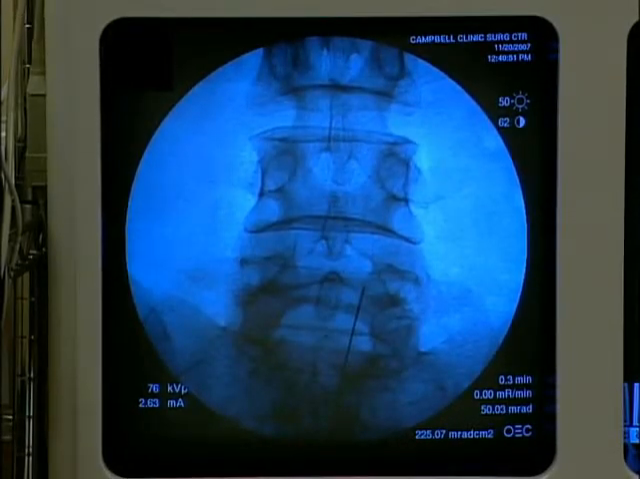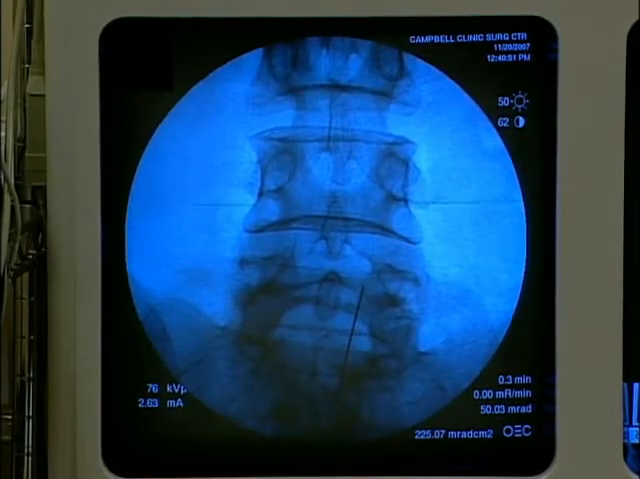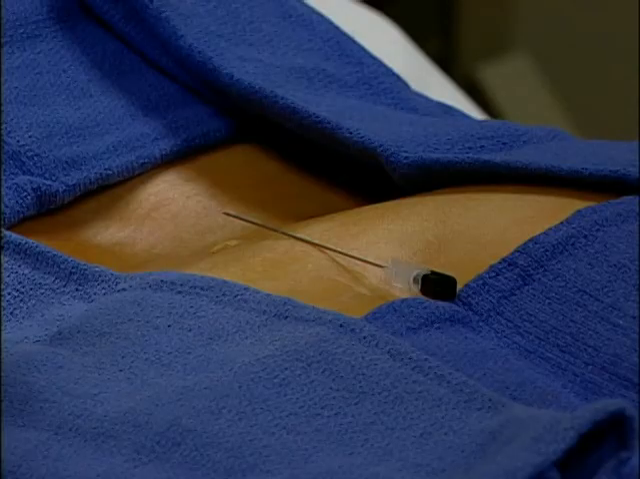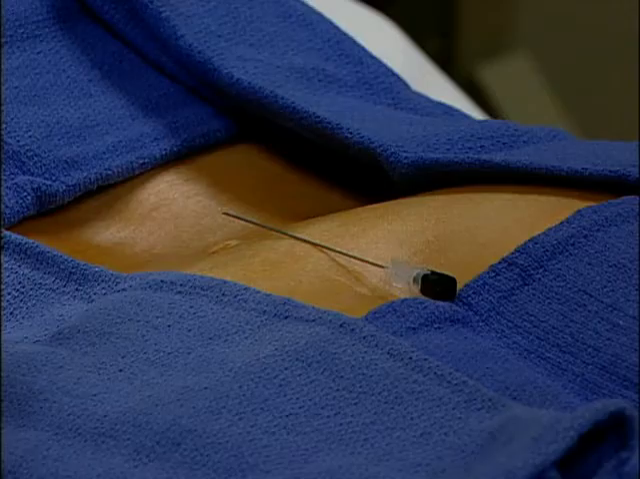Identify the L4-5 interspace using fluoroscopy with the C-arm in an antero-posterior projection. Note the needle placement.